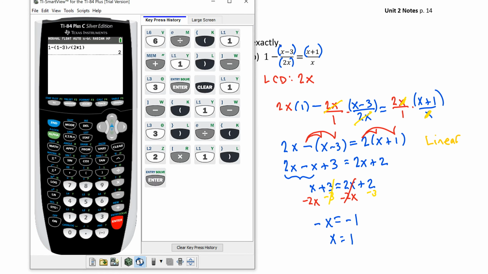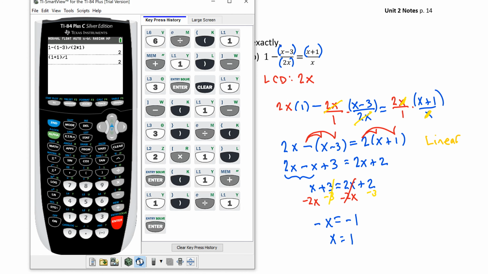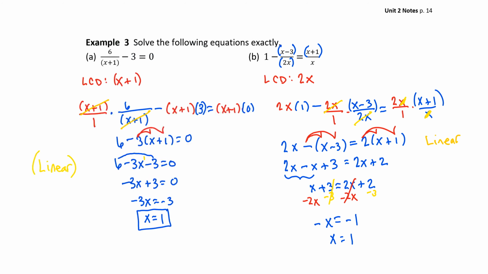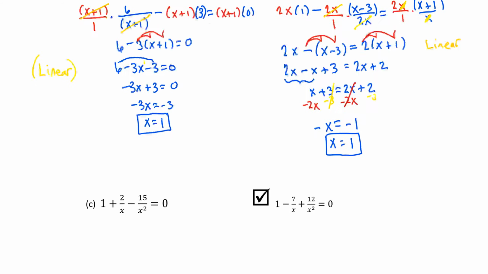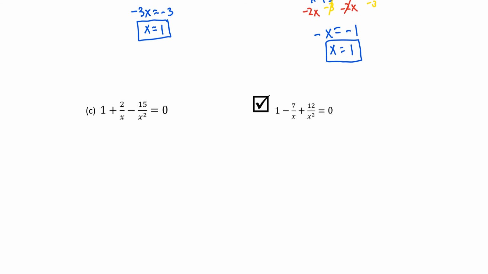So the left side gives us a value of 2. And the right side gives us a value of 2. So we have correctly solved that rational equation. Okay, let's go through a couple more for practice.